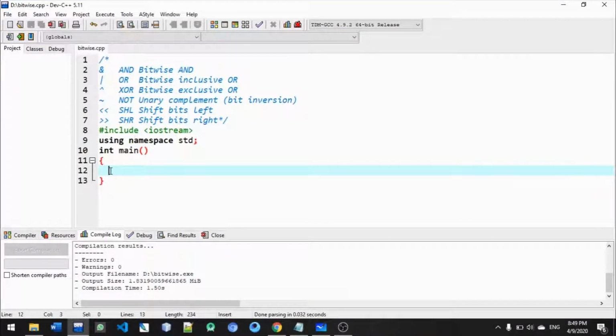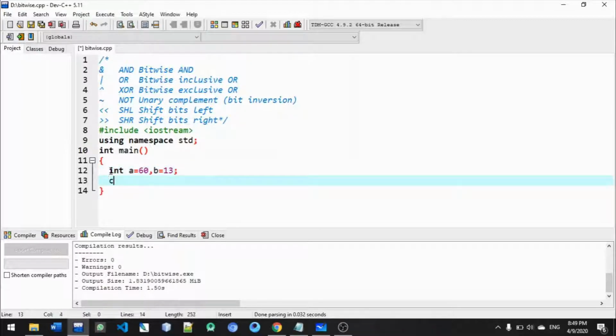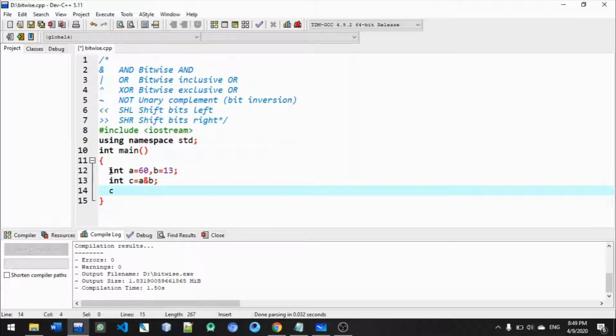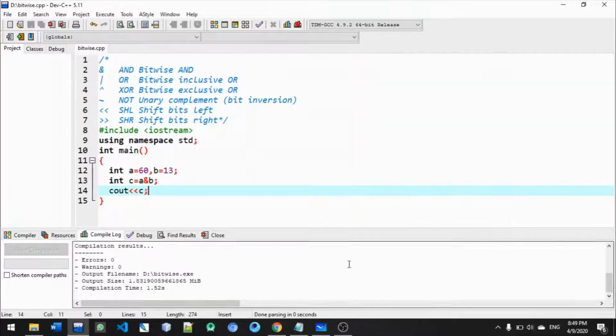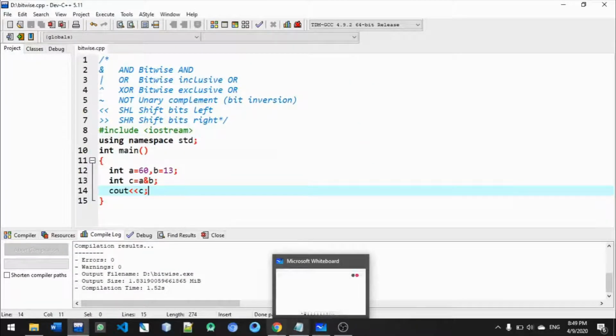Bitwise Operator. I am taking an identifier A, so A is equal to 60 and B is equal to 13. Now I am taking one more identifier C which gives the result of A AND operator B. Now print C, and here I run it. Whenever I run it, it gave me 12. Now, how did it give me 12?